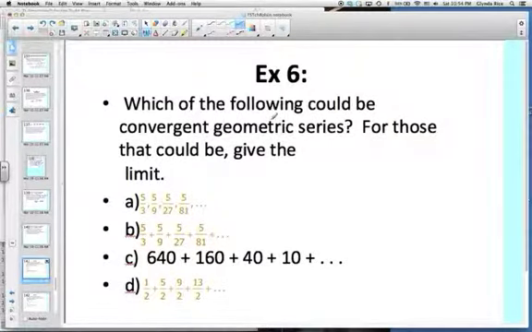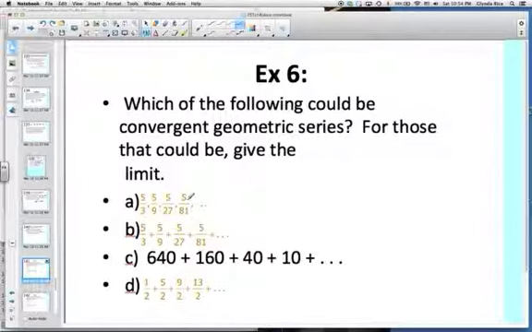Which of the following could be convergent geometric series? For those that could be, give the limit. So what's going on here? 5 over 3, 5 over 9, 5 over 27, 5 over 81. Let's figure out what R is.